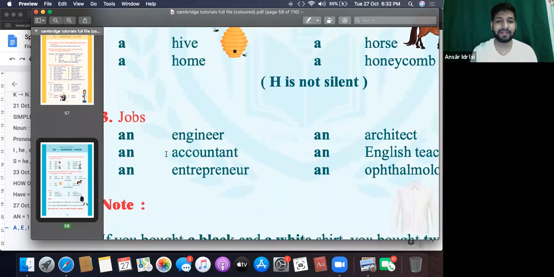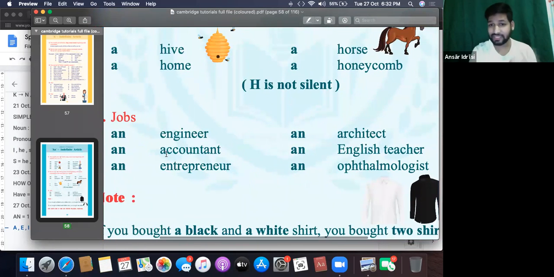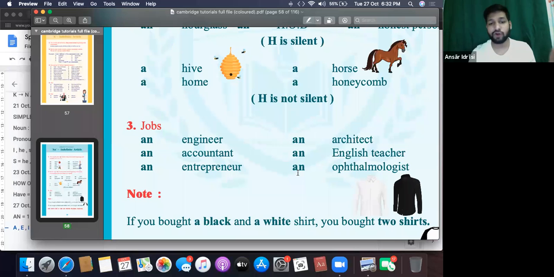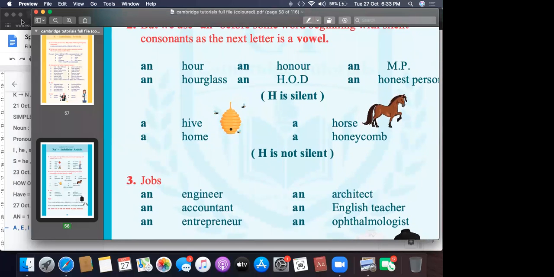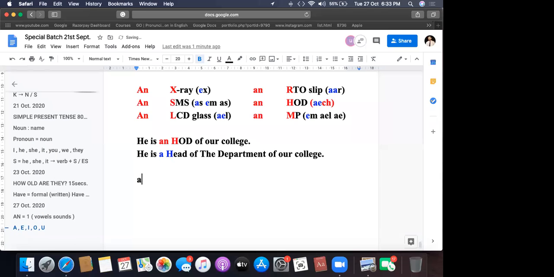Same case we can use "an" for jobs. For example, an engineer, he is an engineer, she is an architect, he is an accountant, she is an English teacher, he is an entrepreneur, she is an ophthalmologist. So we can use "an" for jobs as well. All right, any doubts to anyone? No, sir.